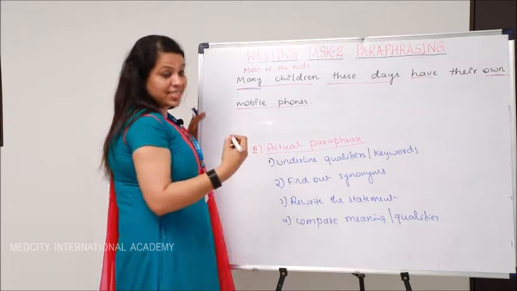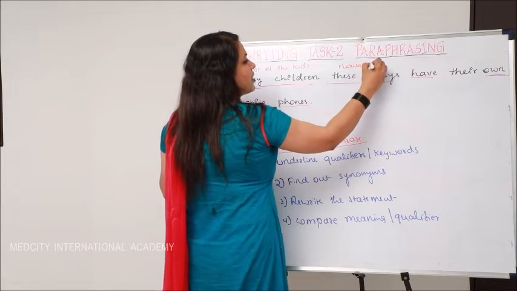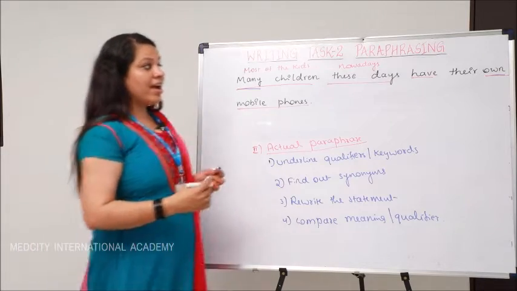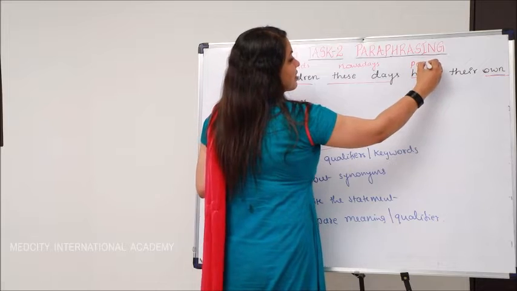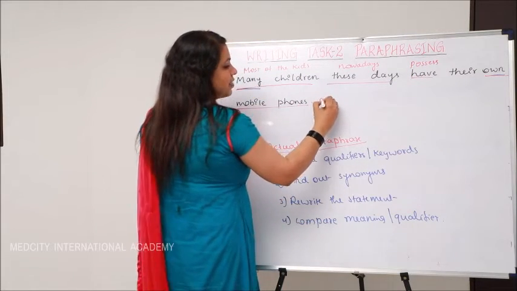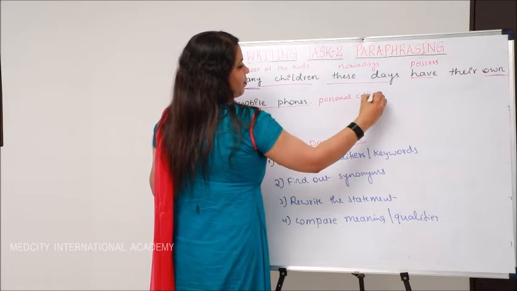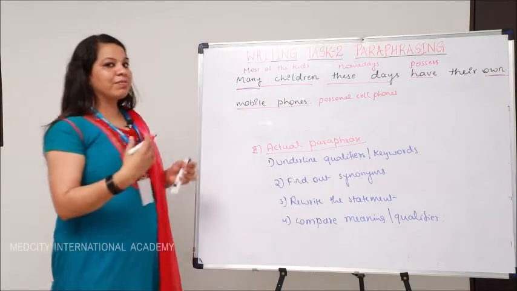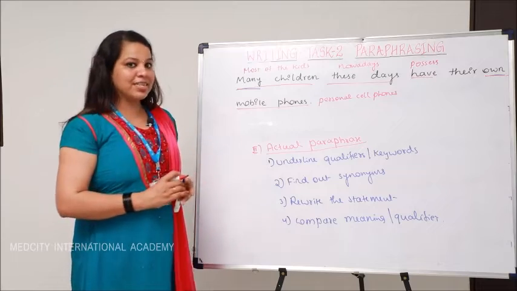And for these days, there are many words you can say: in the present scenario, or nowadays, or in this modern world, anything can be used. Okay, have means having something, so definitely it can be possessing something or possess. And for own mobile phones, you can use the words personal cell phones. So these are the synonyms we are going to use. You should always try to improve your vocabulary so that you will have a proper synonym for that.